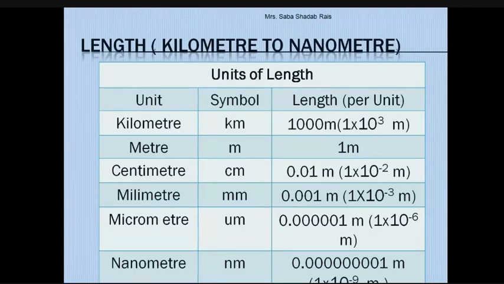Then millimeter, 1 millimeter is equal to 10 to the power minus 3 meter. When we talk about the micrometer, 10 to the power minus 6. Nanometer, 10 to the power minus 9. Then we have also extended it to picometer, femtometer, but it is not included in your syllabus.